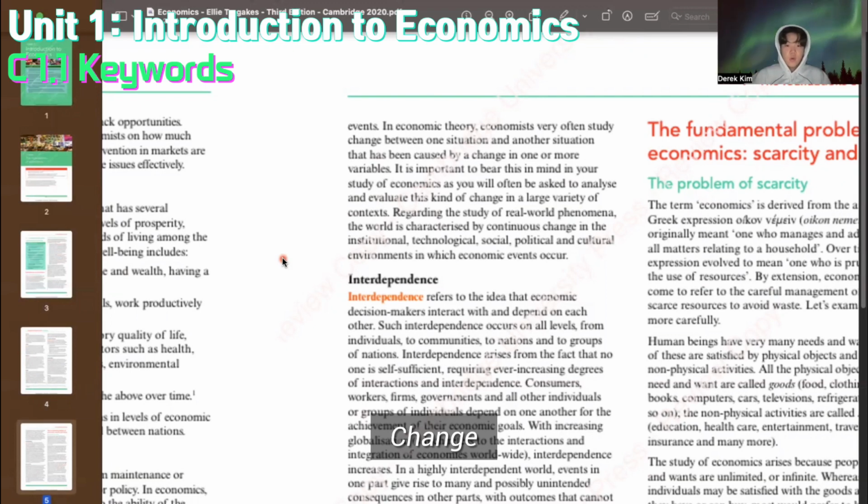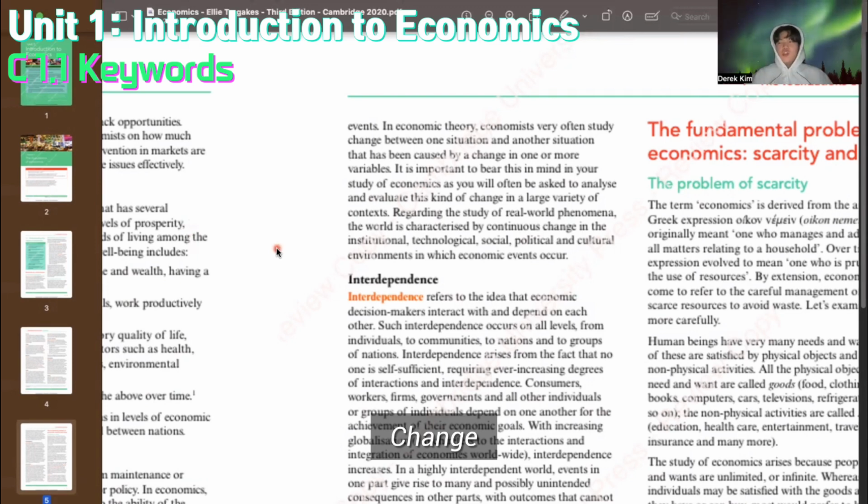Regarding the study of real-world phenomena, the world is characterized by continuous change in the institutional, technological, social, political, and cultural environments in which economic events occur. Now, that's a very fundamental idea. Change is a very fundamental idea.